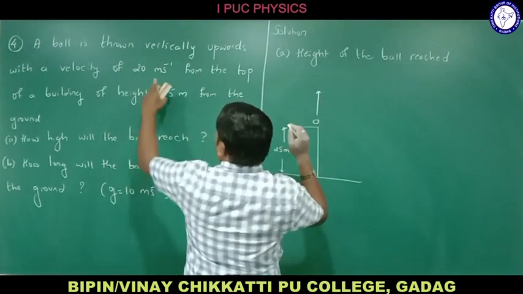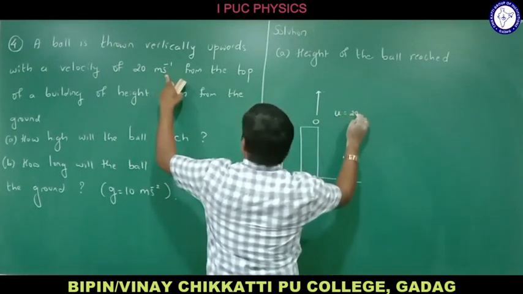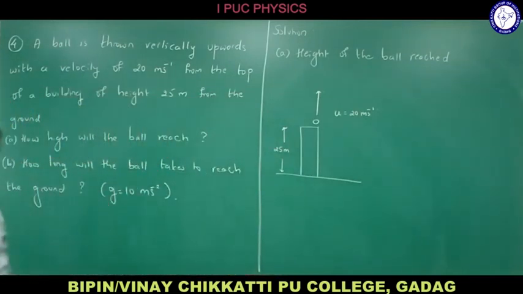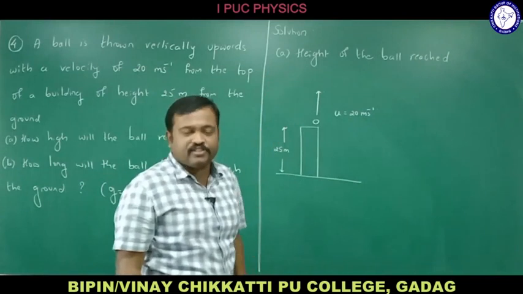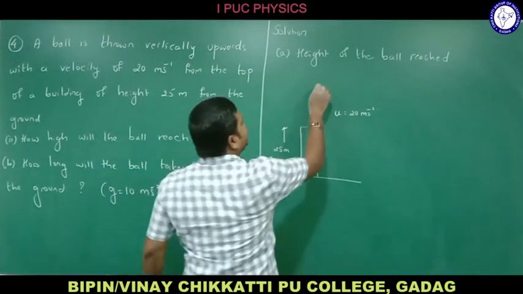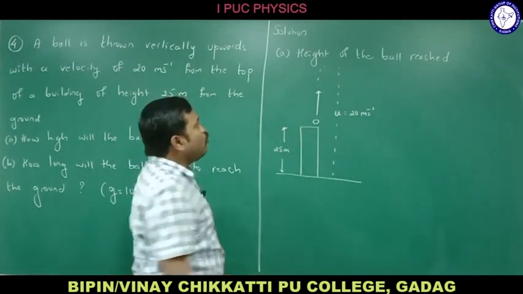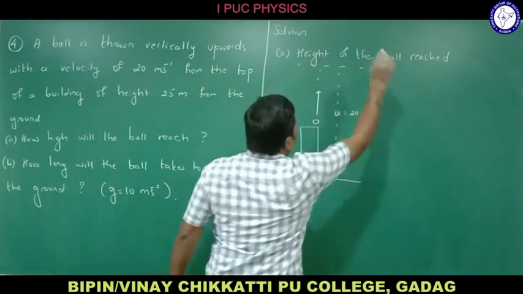You are throwing it upwards with the velocity. So what is the velocity now here? 20 meter per second. Means what is this? Initial velocity. How much is it? 20 meter per second. From the top of the building, find the height. How much height does the ball reach? For instance, let us take the journey like this. It reaches and it comes down here, right? Till here we need to calculate what is the height.